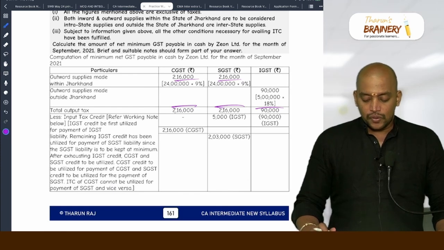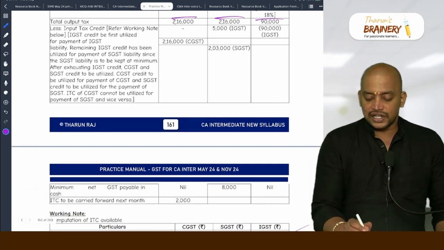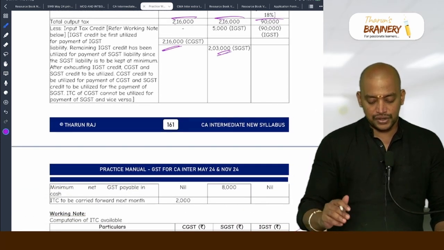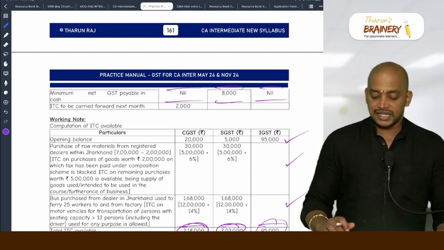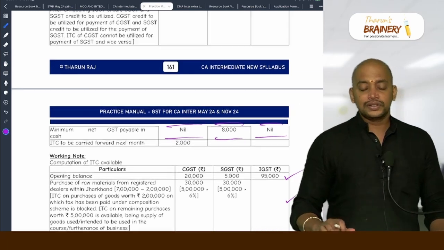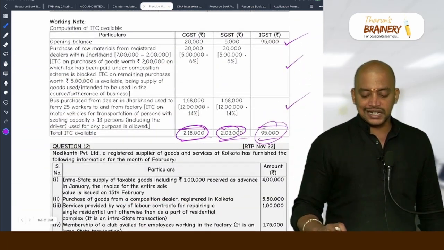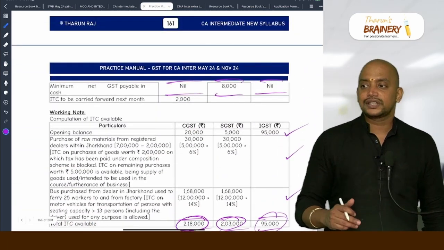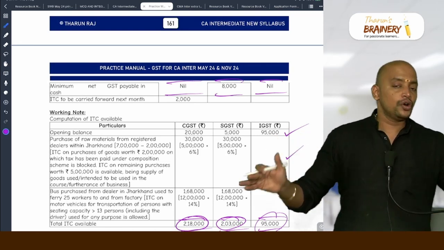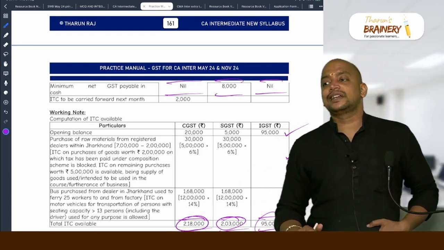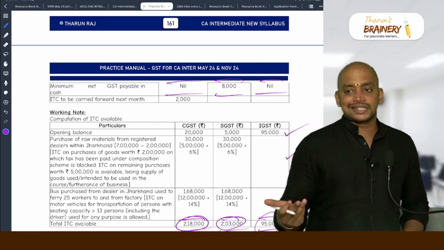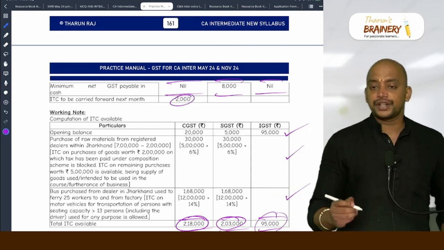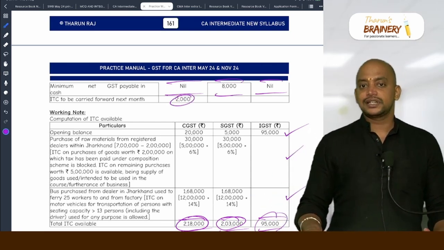Now CGST, SGST credit of 2,16,000 and 2,03,000 if you use, net GST payable is nil and nil for CGST and IGST, but SGST alone 8,000. Now there is some CGST credit carried forward, 2,000. Sir, is there any way we can set off? No, practically not possible. Why practically not possible? Because CGST credit cannot be used for SGST liability. So this 2,000 we need to carry forward. Is it clear?